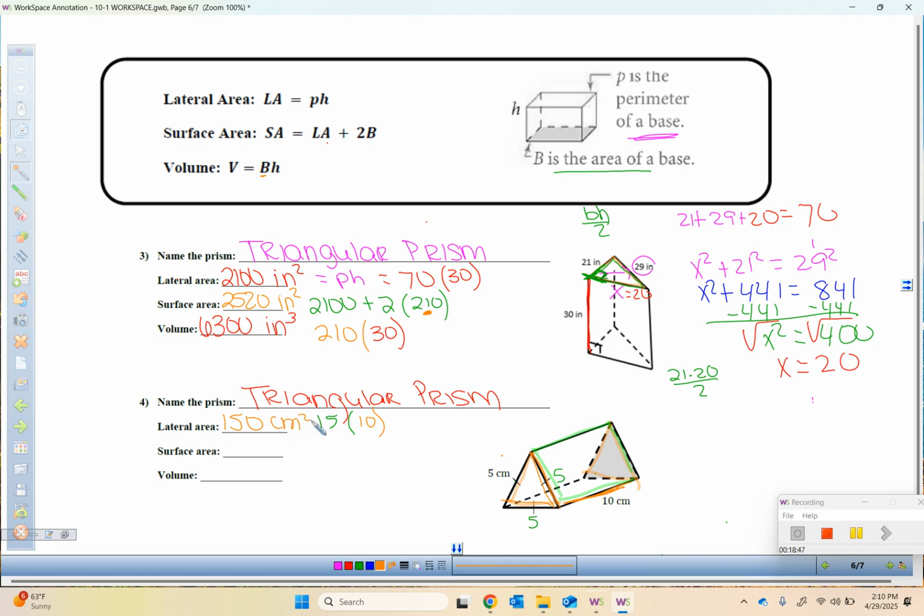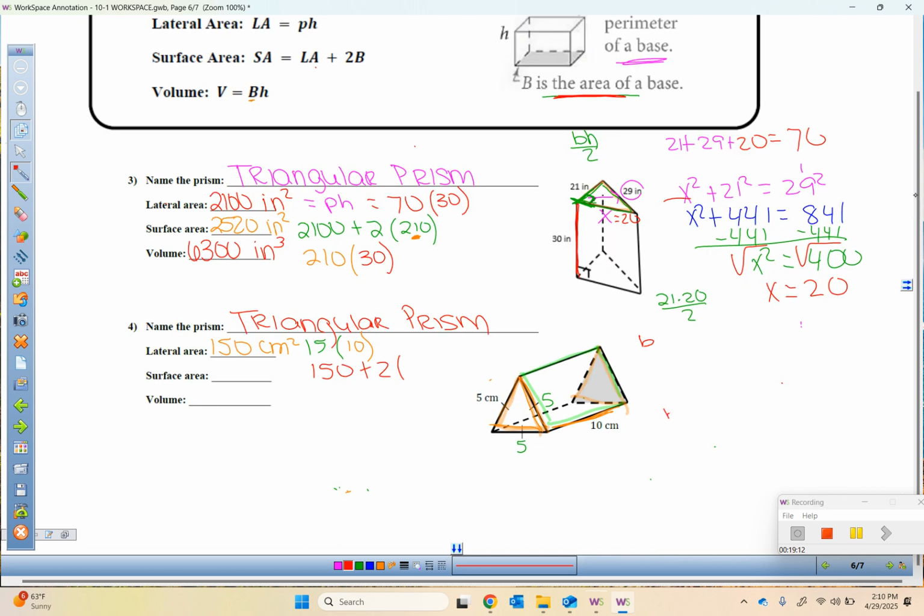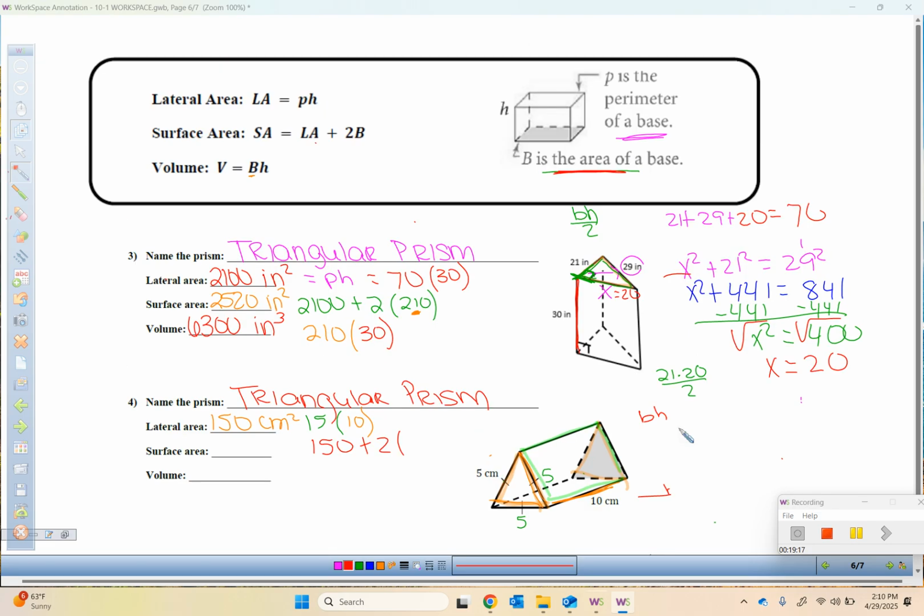centimeters squared. Okay, so now the surface area, we take my LA, which is 150, plus 2, and then big B. And big B, once again, it says it is the area of a base. So let's pick one of my bases. Well, we got one highlighted here. This one right here. So how would we find the area of that triangle? Very good. Base times height divided by 2. Whoops. Well, hold on a second. There's something we got to address here.